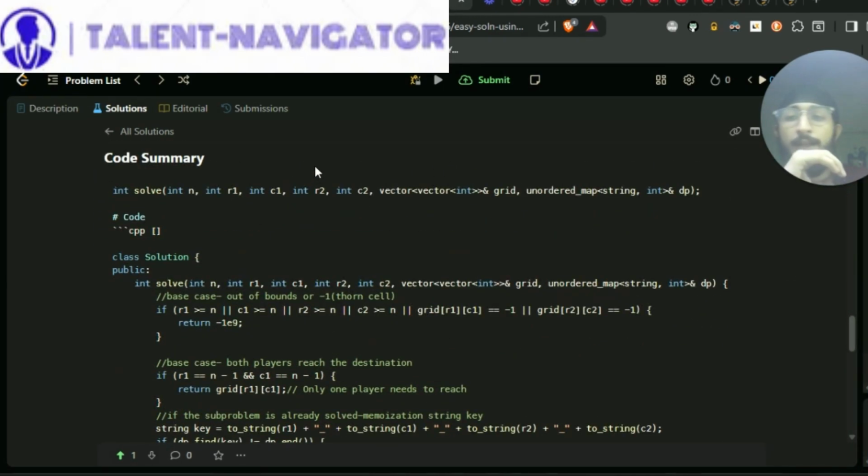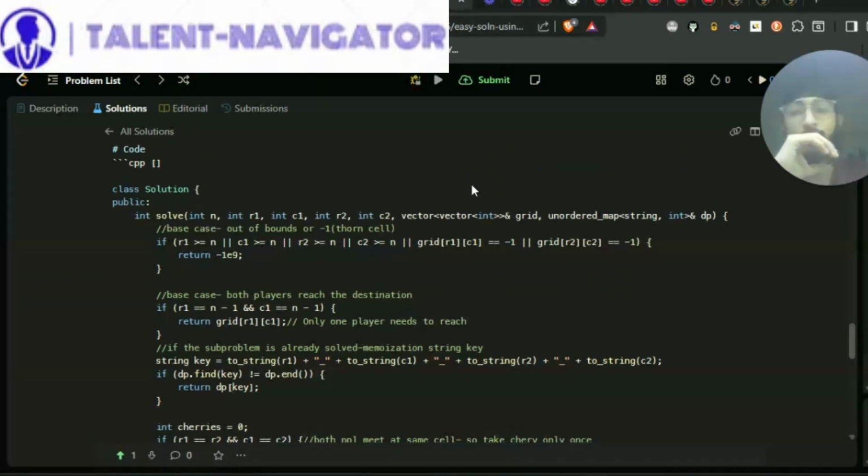So what we are going to do is basically, we have the function solve, which takes the value n, which is the number of rows and columns in the grid, R1, C1, R2, C2, that is the player 1 coordinates and the player 2 coordinates, the grid matrix, and the unordered map of string comma int, dp, right?